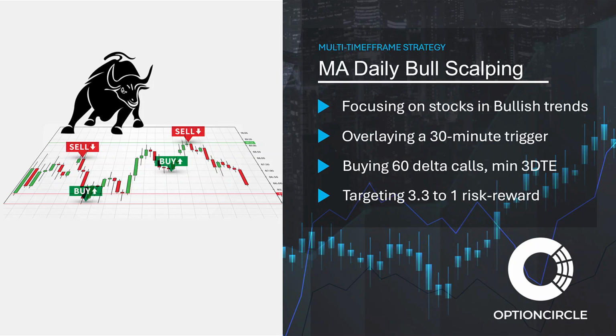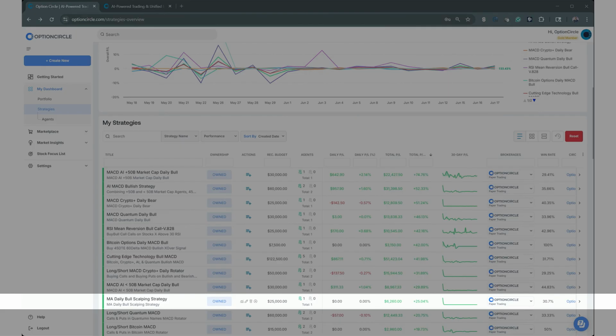All right, for this strategy, we're looking at a more scalping type of strategy, but it's multi-time frame. So we're building it all off the daily time frame, and then we're triggering off the 30-minute time frame. So let's go down here. It is the MA, so moving average daily bull scalping strategy.